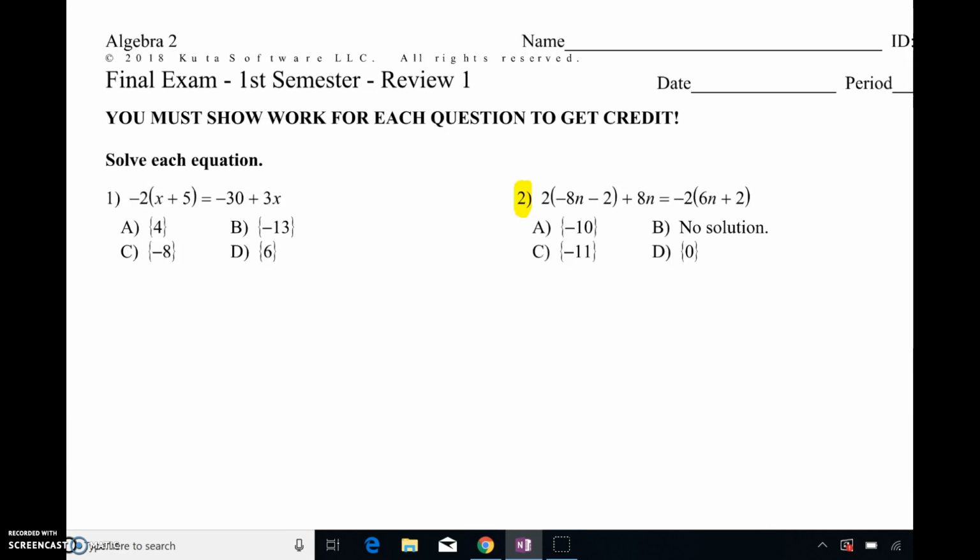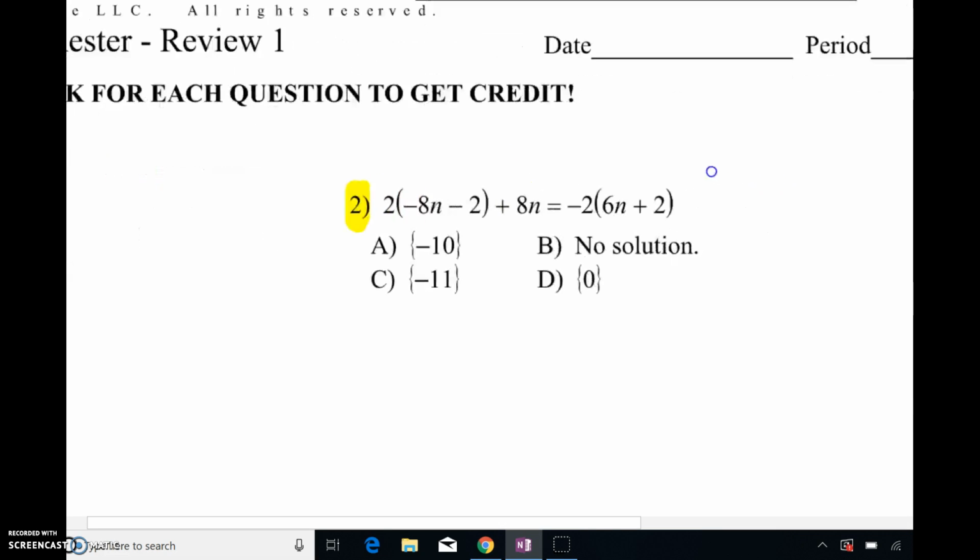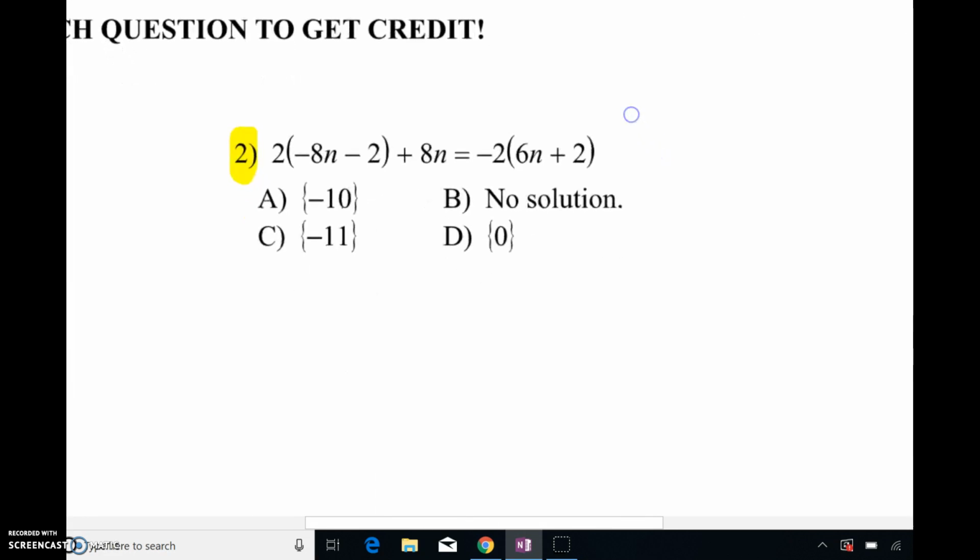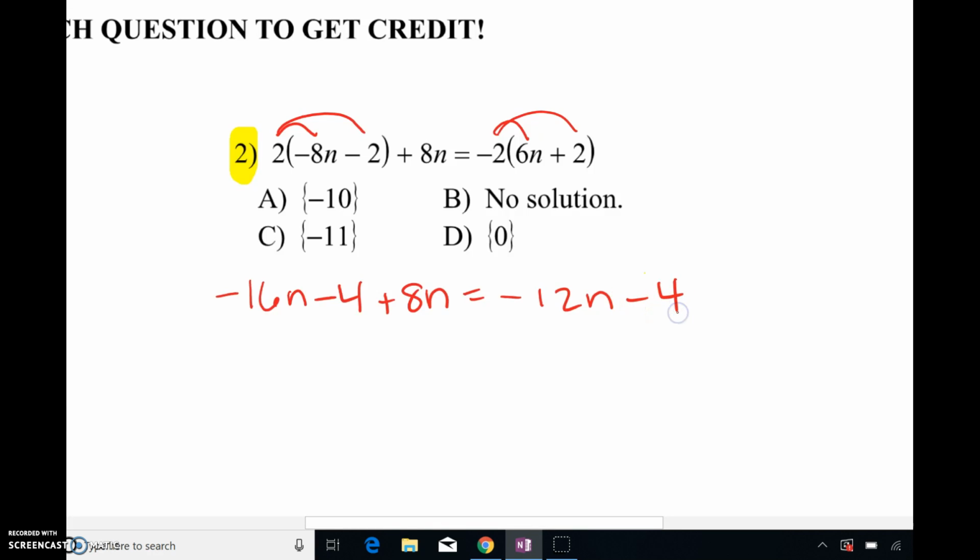Alright guys, the first question you asked for is number 2. It says to solve each equation. So I'm going to take the 2 on the outside and do what with it? Good, distribute that. And I get negative 16n minus 4 plus 8n equals, distribute this negative 2, negative 12n minus 4.